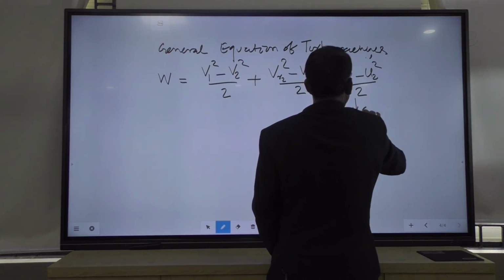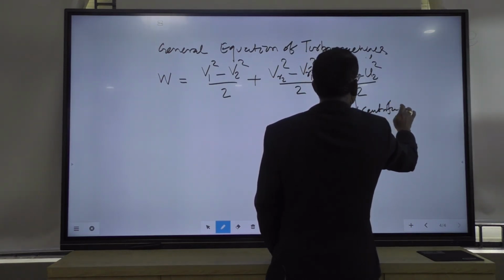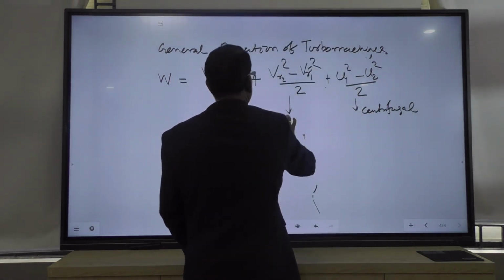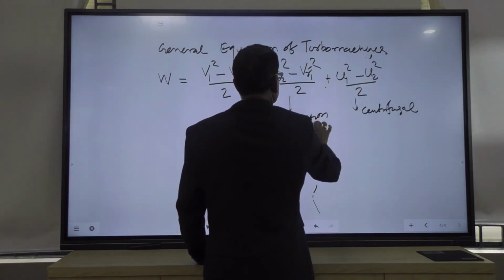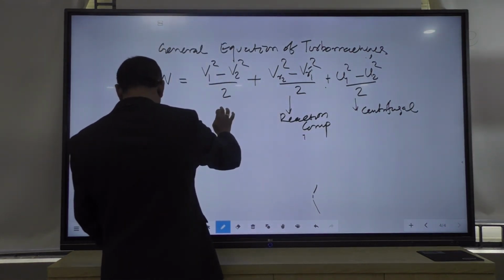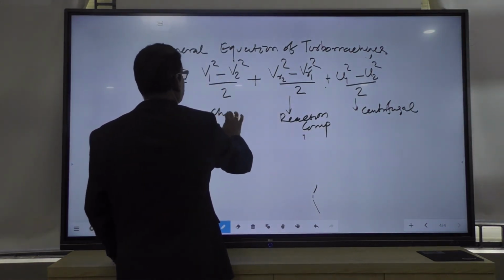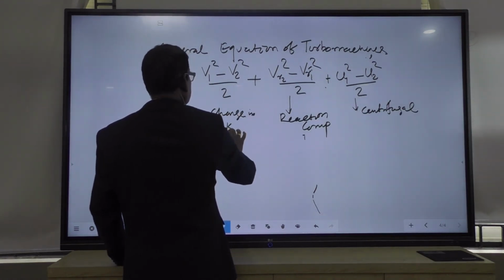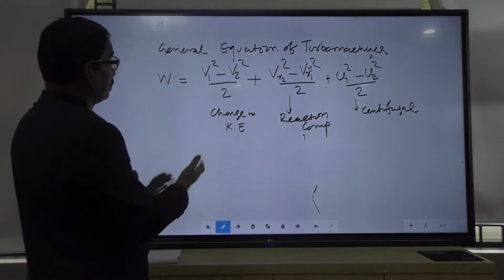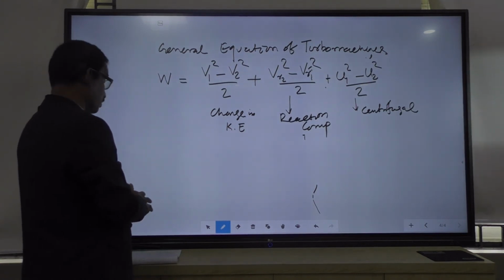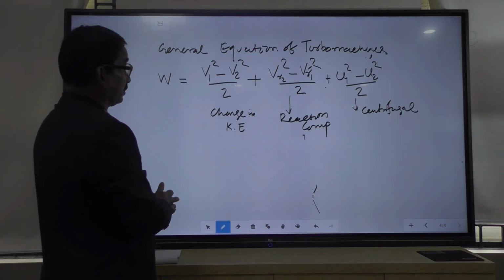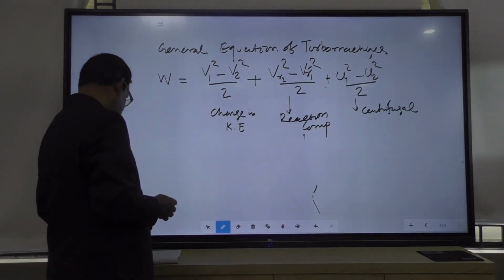This is centrifugal force. This is your reaction component. And this is your impulse, change in kinetic energy. So, these three parts are another form of this same equation, (Vw1 plus Vw2) into u. If we take the help of the velocity triangle, we will get this equation.